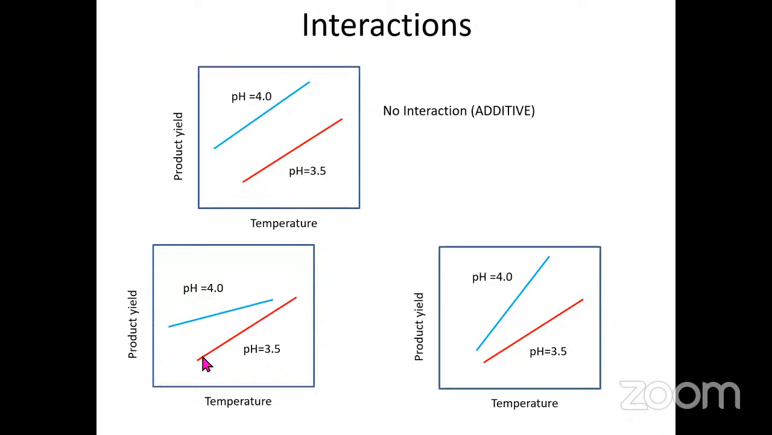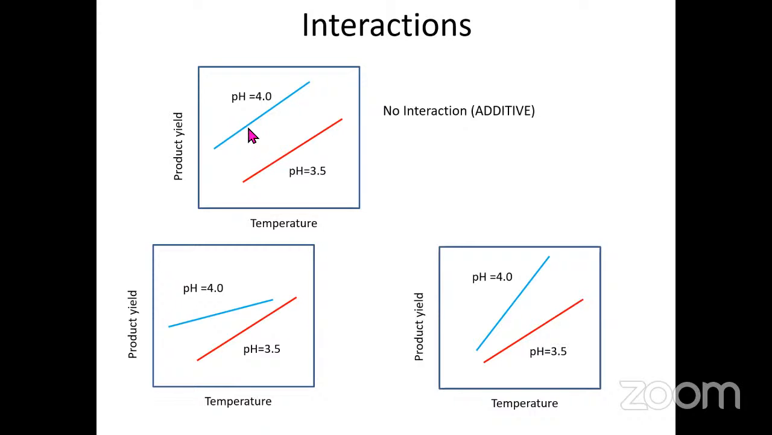The lines can be converging, or the lines could be diverging. If the lines are parallel, there is no interaction between temperature and pH at all. But if the lines are coming to meet or diverging, that means at one pH the effect of temperature on the yield is in one fashion, but at the other pH the effect of temperature on yield is very different. So pH seems to affect the temperature versus yield relationship. There seems to be an interaction between these two independent variables, pH and temperature.